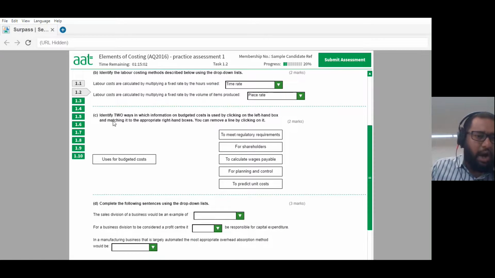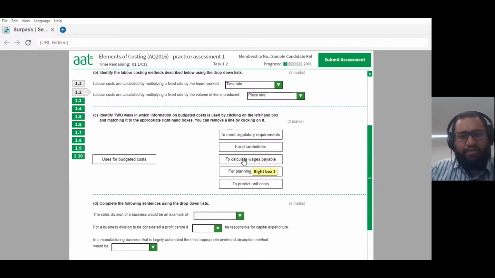So let's see this. Identify two ways in which the information on budgeted cost is used by clicking on the left-hand box and matching to the appropriate right-hand boxes. Uses the budgeted cost to meet the regulatory requirements? No, budgeted costs are nothing to do with the regulatory requirements because regulatory requirements are from past calculations. They're not part of the budgets. For the shareholders, do you think shareholders care about the budgeted cost?